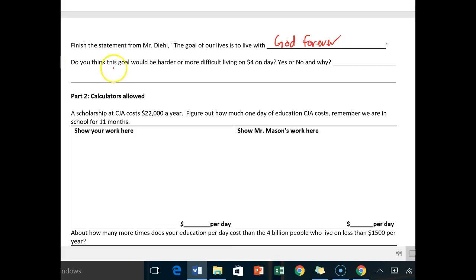So think about this. Do you think this goal would be harder or more difficult living on $4 a day? Yes, no, or why? Think about that. You're struggling to get by.